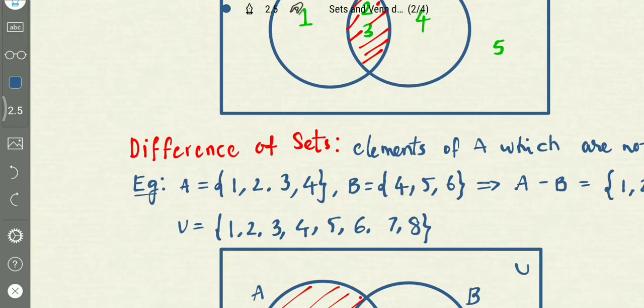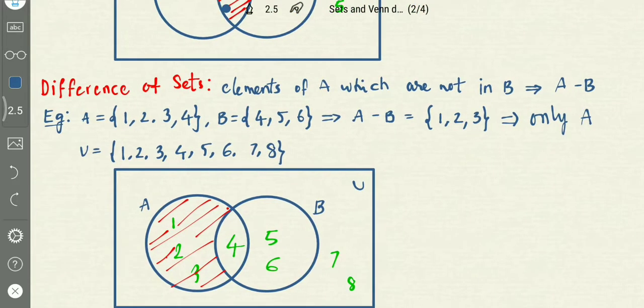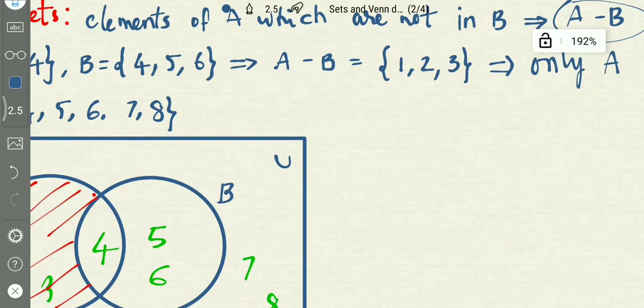And the next operation is difference of sets. Elements of A which are not in B is said to be A minus B. What is the meaning of A minus B? Elements of A which are not in B, which means only A elements.